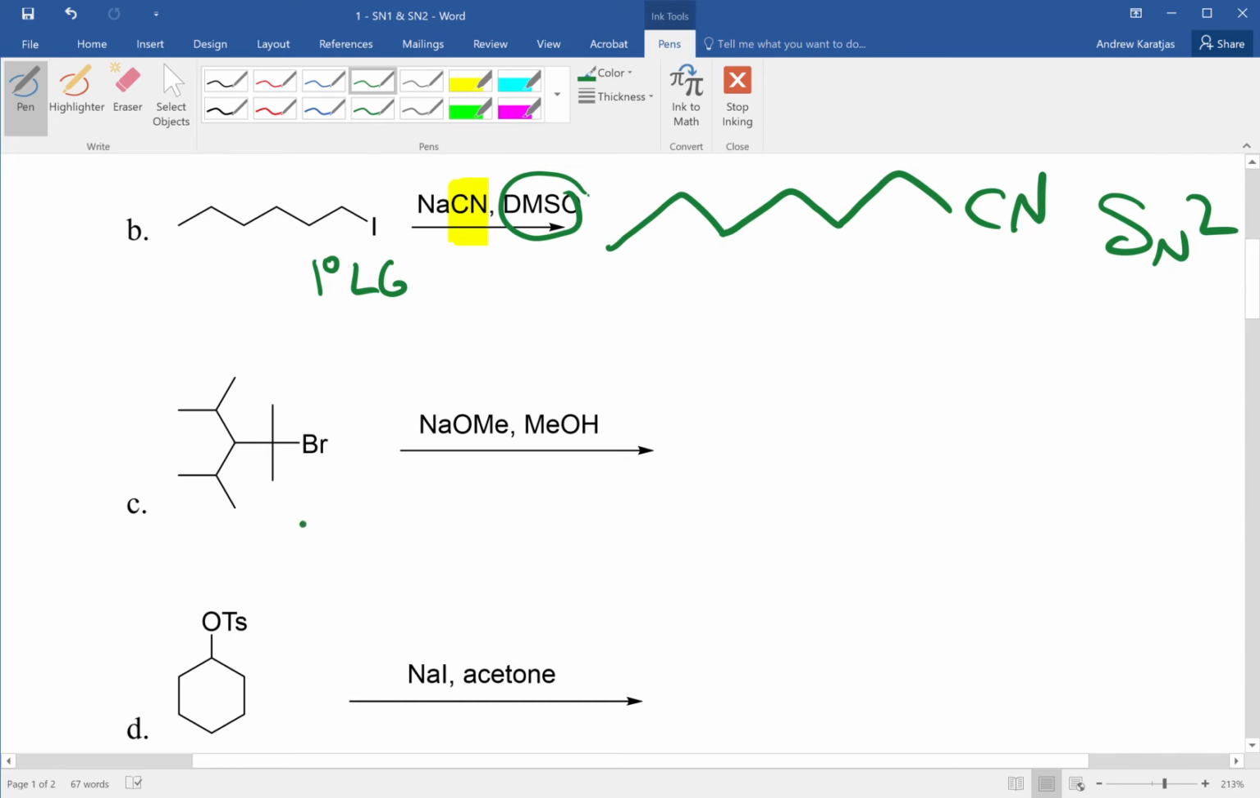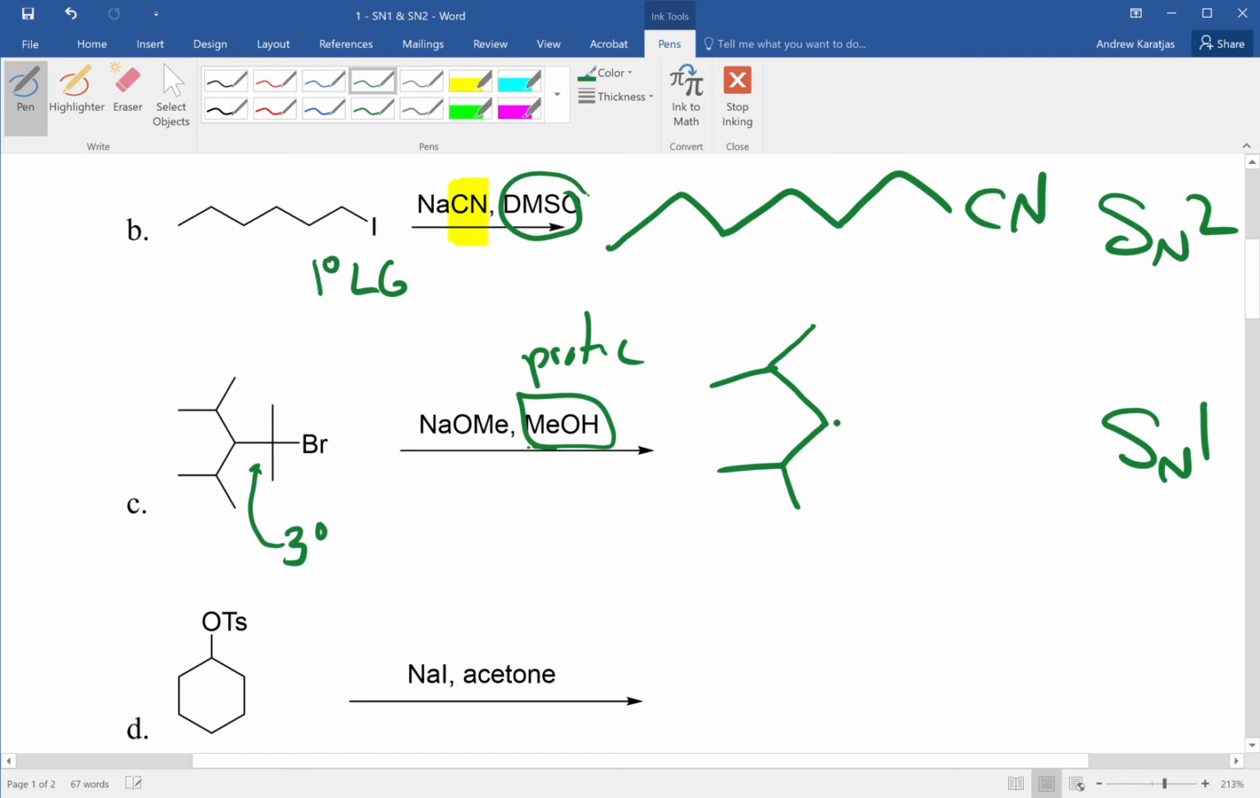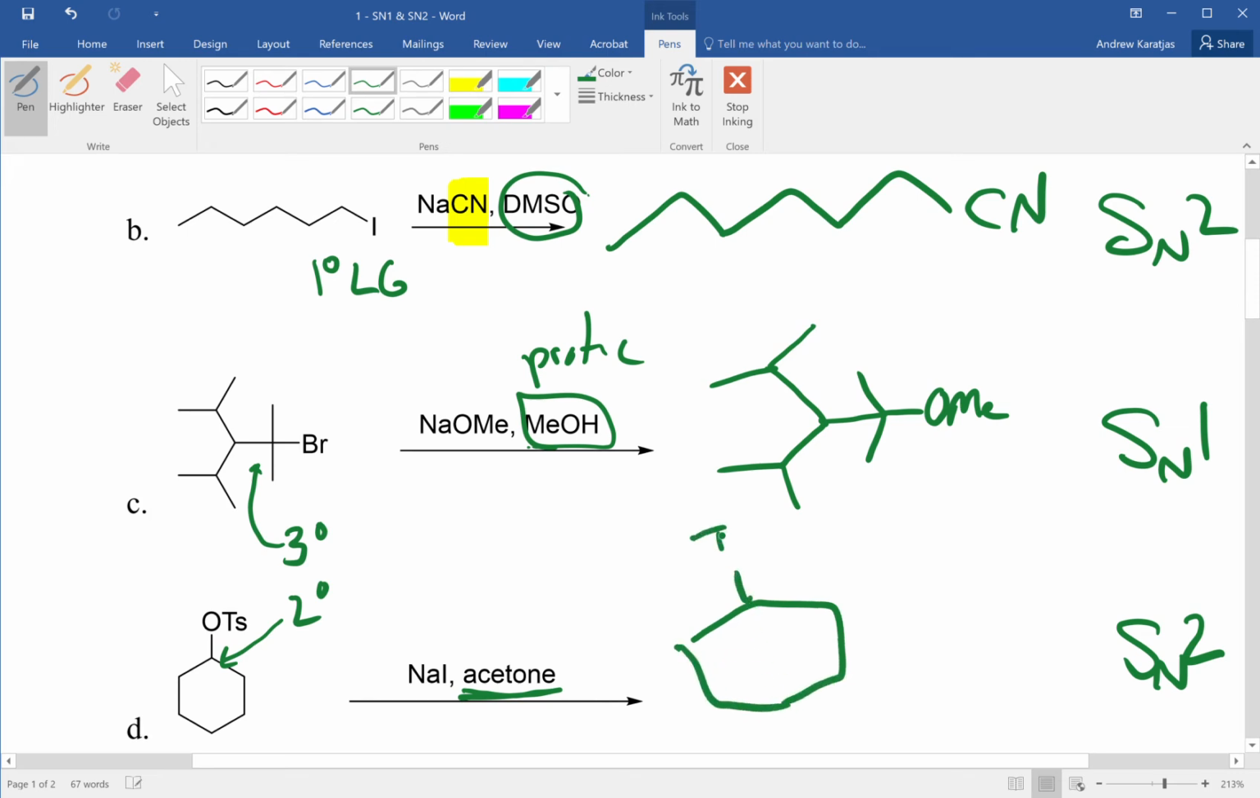In C, we have a leaving group that's tertiary, and we have methanol, which is protic. So these are good conditions for an SN1 reaction. And so as a result here, our leaving group, the bromine, will get replaced by the nucleophile, the methoxy group. In Part D, we have acetone, which is aprotic. That means we're looking at SN2 conditions. We have a secondary leaving group, and with the tosylate we have a very good leaving group. So we will get replacement of the tosylate with the iodine.